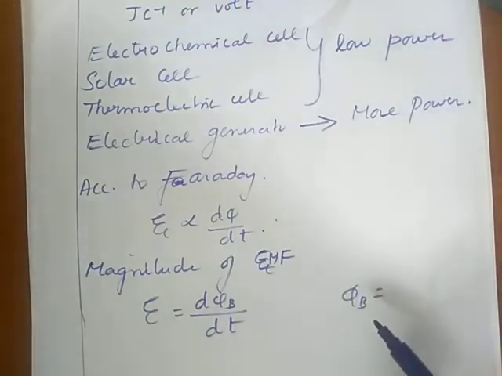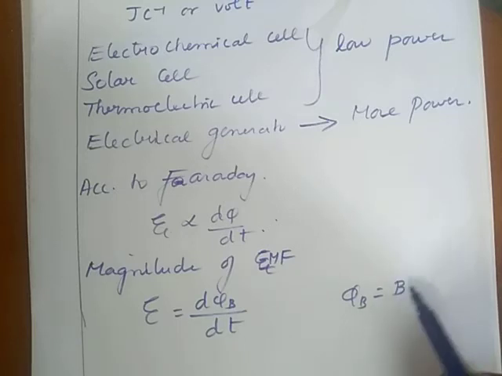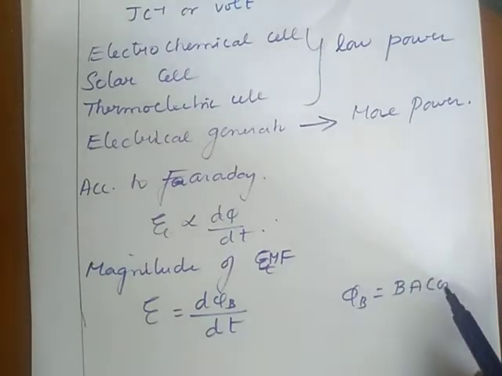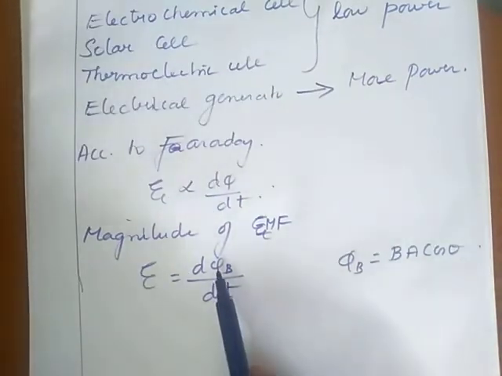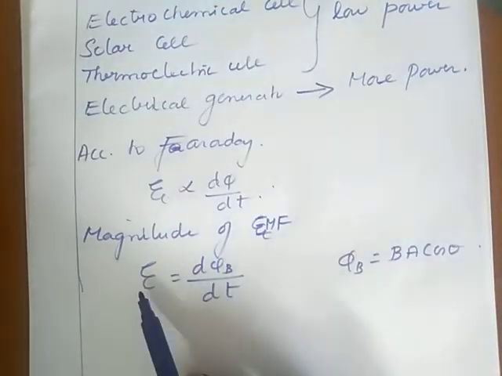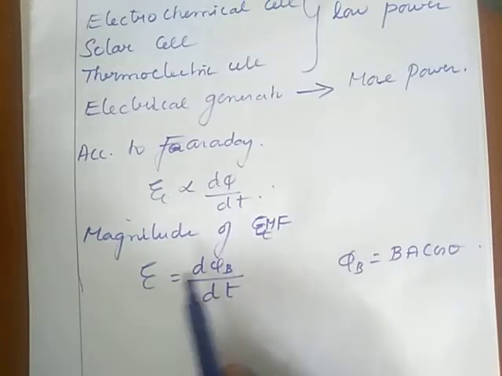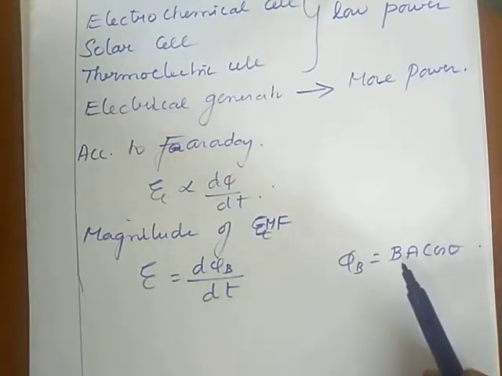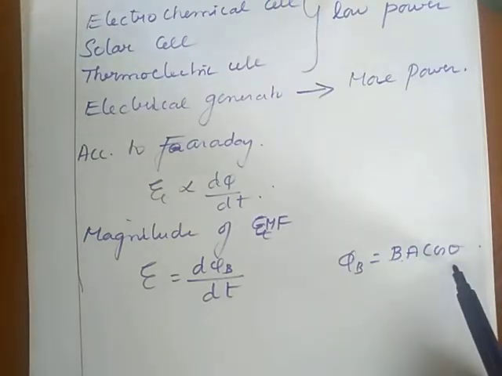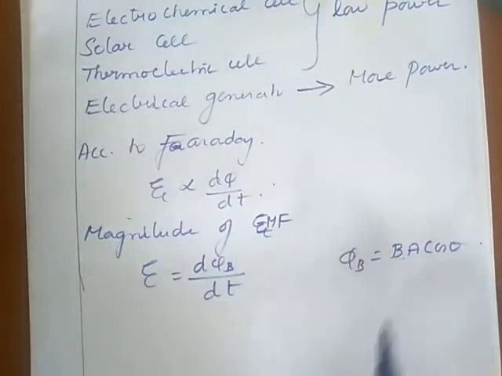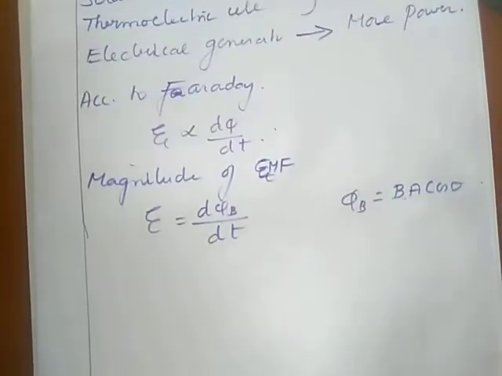Flux is the number of magnetic field lines crossing the given area, that is represented as phi b is equal to B A cos theta. Here by changing the flux we can produce an EMF. How to change the flux? By changing the magnetic field, or by changing the area of the coil, or by changing the orientation of the coil. These are the methods to produce induced EMF.